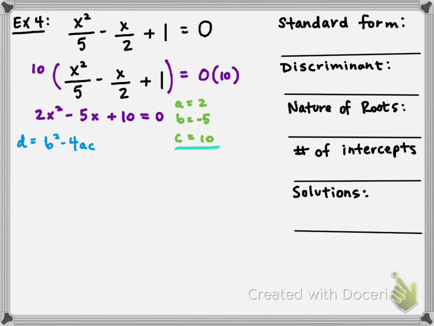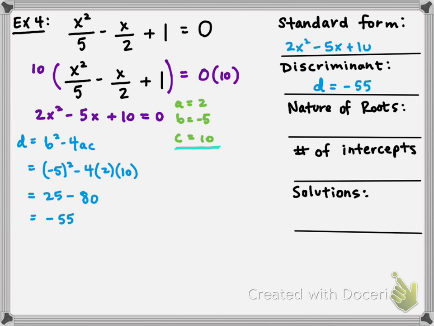So again, that tells me I'm dealing with the y-intercept at positive 10, right? Key things to remember. Now my discriminant, I'm going to plug it in. I got negative 5 squared minus 4 times 2 times 10. Well, that's going to be 25 minus 4 times 2 is 8. 8 times 10 is 80. Now when I take 25 and minus 80, I think I'm left with negative 55. So now, I got some stuff to fill in. Discriminant, negative 55. Standard form, sure. 2x squared minus 5x plus 10 equals 0.